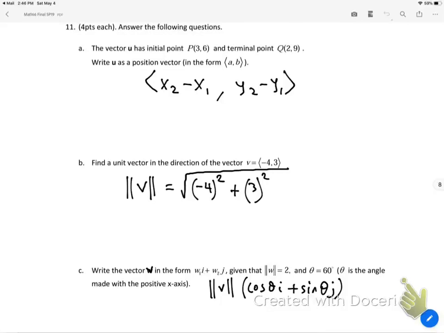Okay, a position vector. If you remember this, it's just really basic math. So it is x2. Think about this as the first set, this as the second set. So x2 is 2, take away x1, which is 3. Okay, y2, which is 9, take away y1, which is 6. So here's the position vector. It's -1, 3. That's all you have to do.